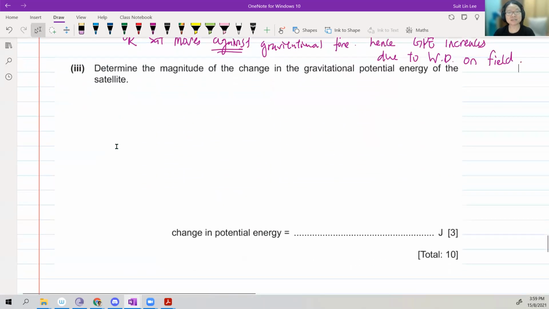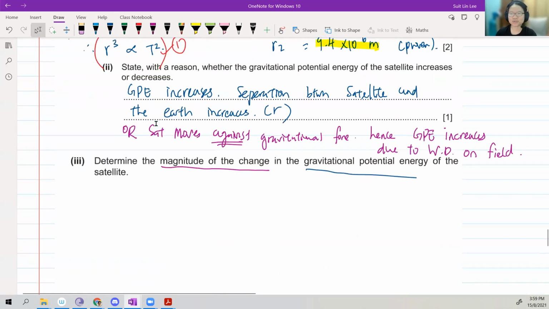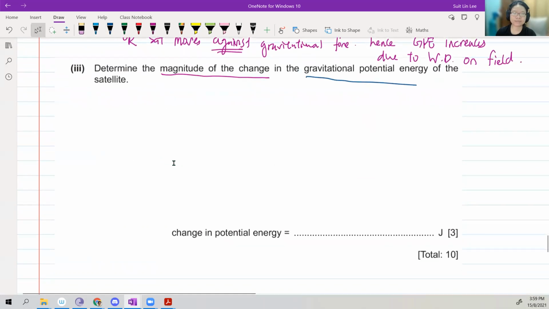Okay, last one. Determine the magnitude of the change, well, of the GPE. That's a very nice one. Okay, let me show you where the marks are. This one you will only get 1 mark if you mention increase and a reason. No reason, no mark. Okay, magnitude of change. So get your first mark first by writing GPE is equal to negative GMm over R. This is 1 mark now because it's 3 marks.